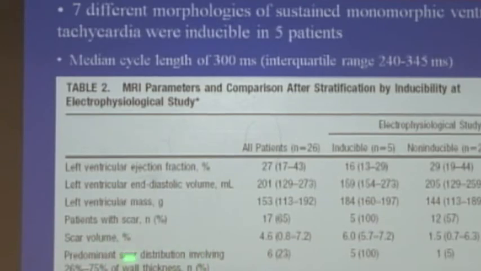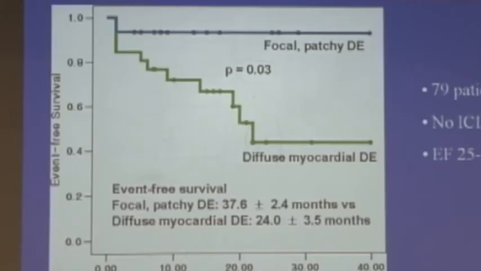But if the predominant scar distribution involved only 26 to 75% of the wall thickness, there was a very strong separation, even with these very small numbers, between patients who were inducible and patients who were non-inducible. So that's fine. That says some kind of scar in some distribution in the heart maybe allows VT to occur. It doesn't prove that that's the cause of the VT or the critical thing that's actually allowing the VT to occur.